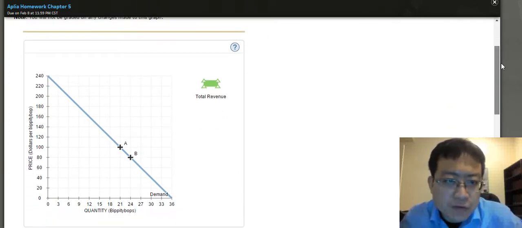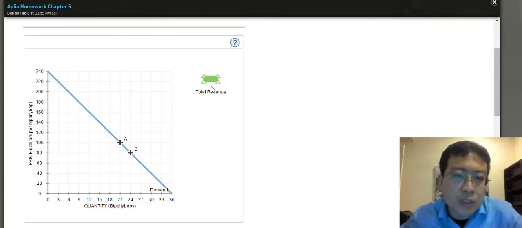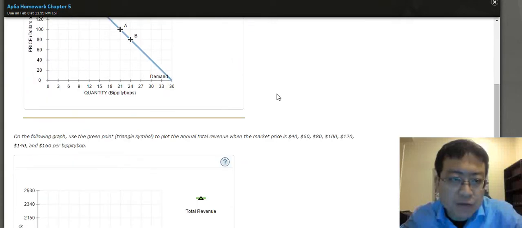Now you see the first graph over here. We're going to use it as a tool to show us what the area is. So we're going to use this later. So let's go to the second graph.